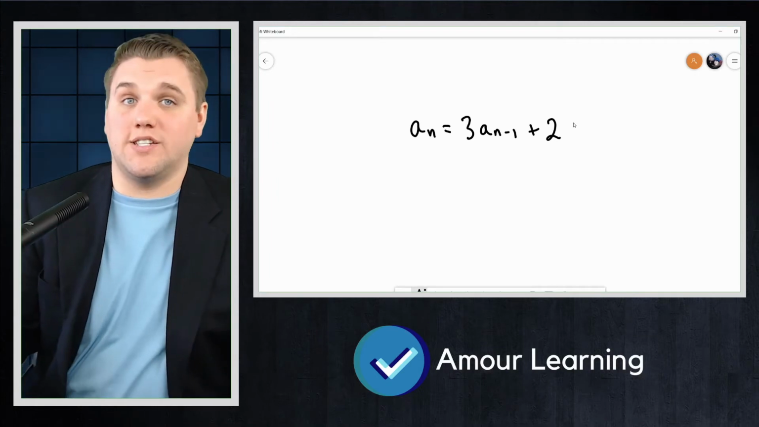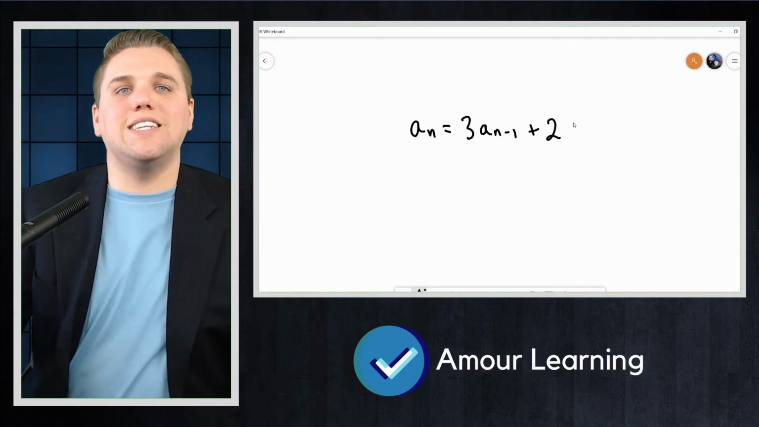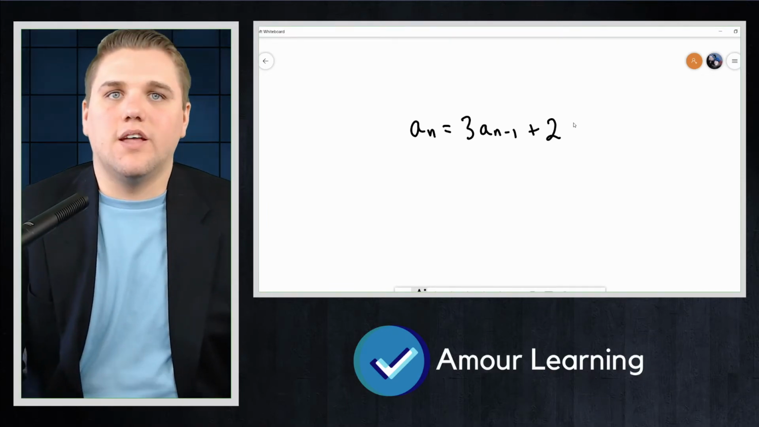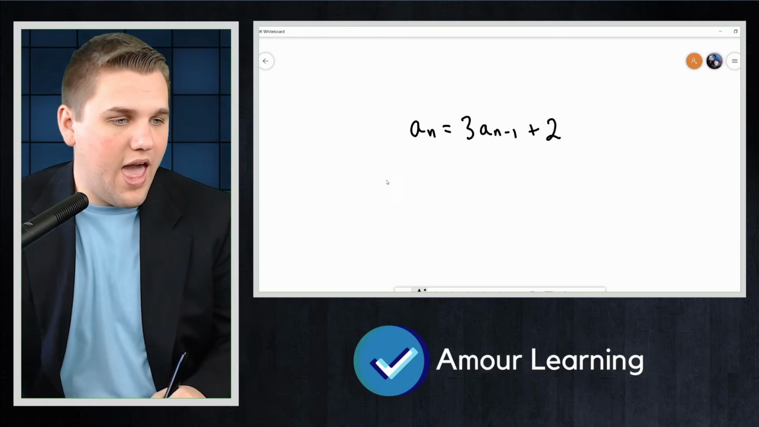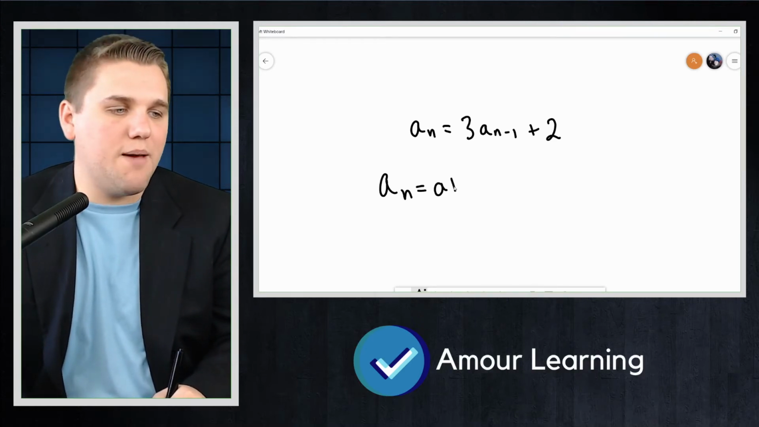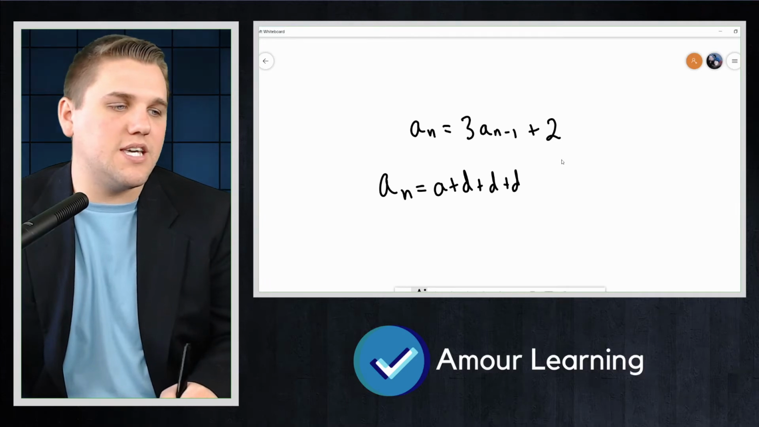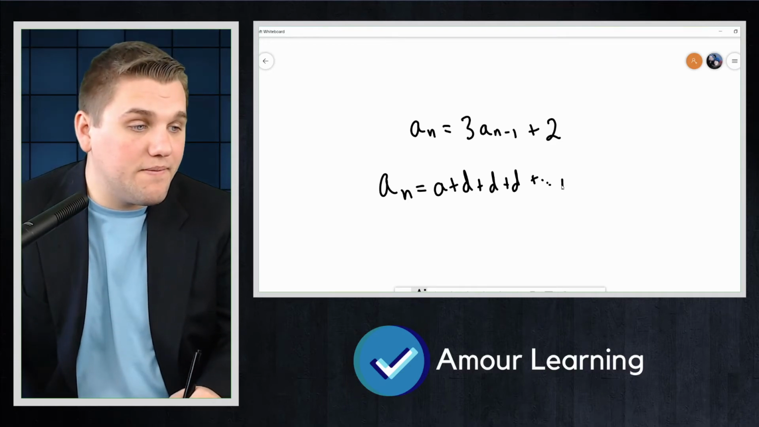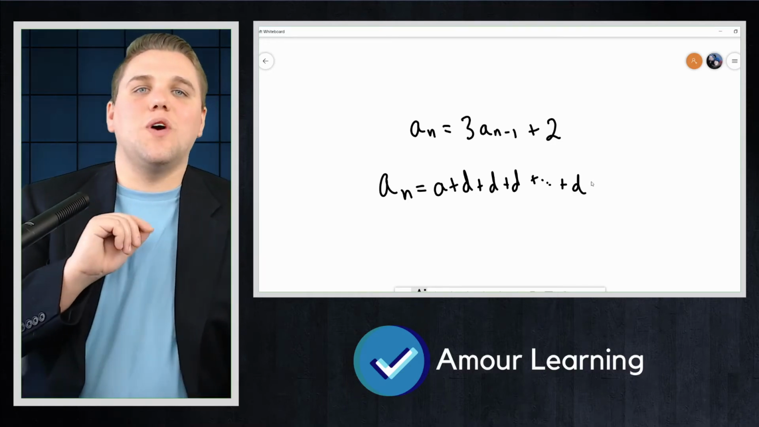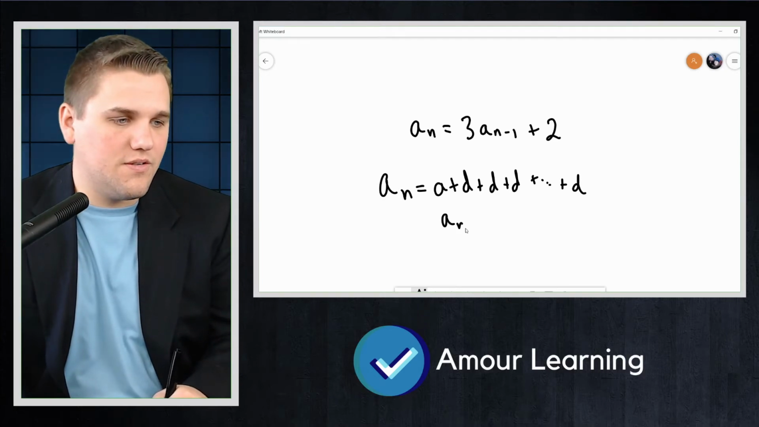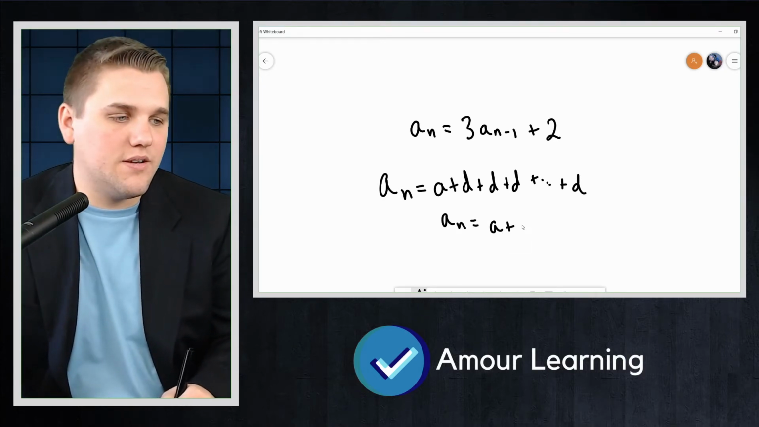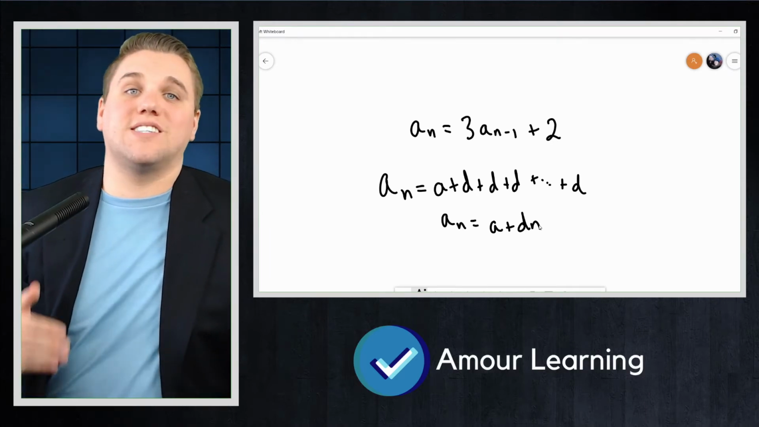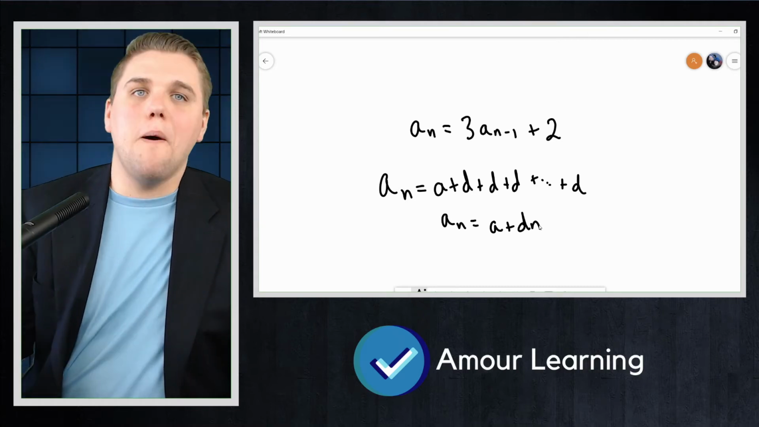In the arithmetic sequence example, we simplified by multiplying d by the number of times we add it to a when we get to a_n, to get from a_n = a + d + d + d, and so on, plus d, to a_n = a + dn. To see how this works, let's go through the same example we used for telescoping, but this time use iteration.